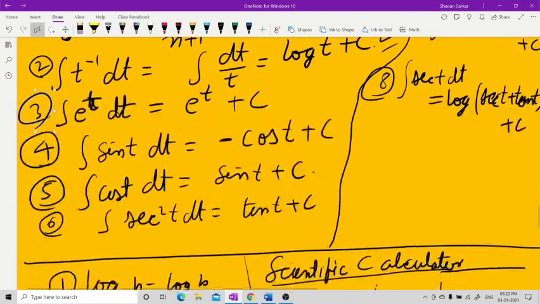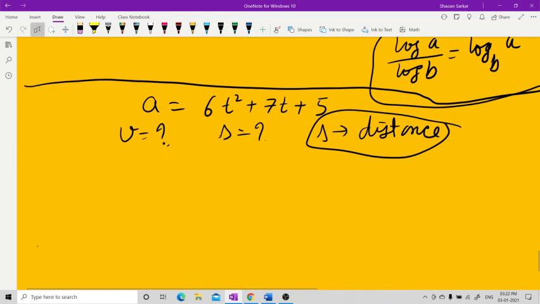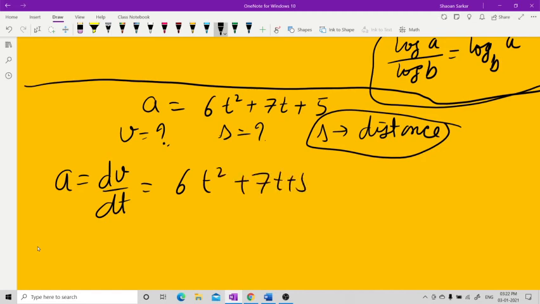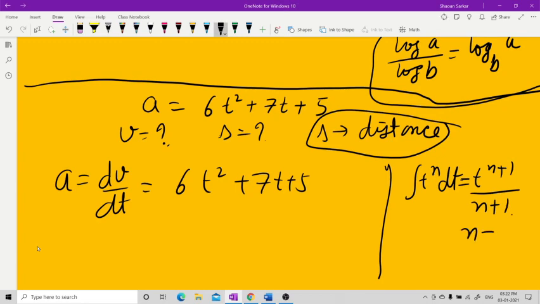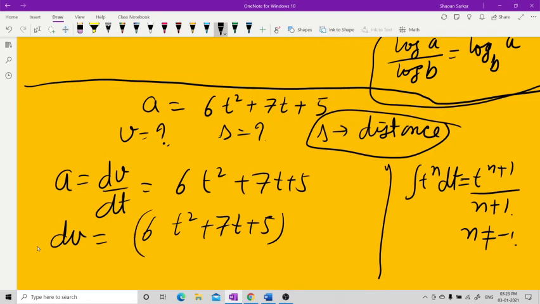Now, see, acceleration is dv dt. So this is 6t square plus 7t plus 5. We will take the help of which formula? Integral of t to the power of n dt is t to the power of n plus 1 upon n plus 1, where n is not equal to minus 1. So dv will be equal to, cross multiply both sides, 6t square plus 7t plus 5 dt, and take an integral sign both sides.